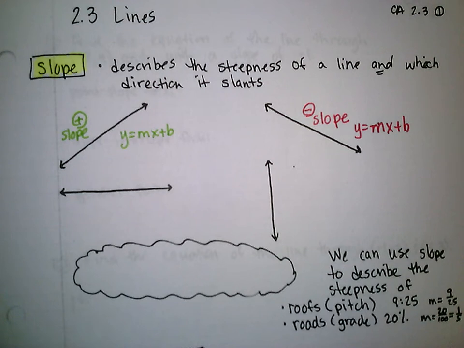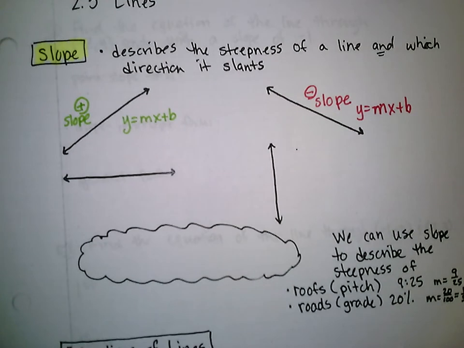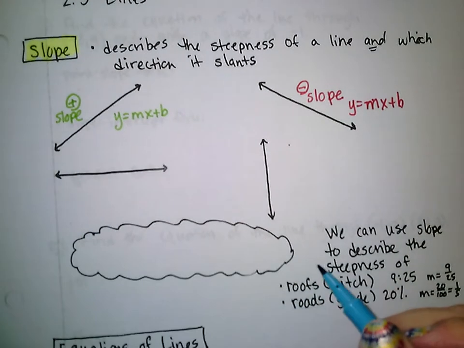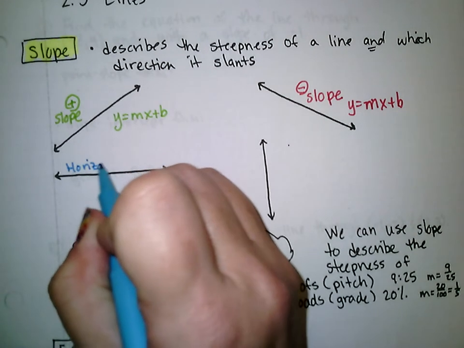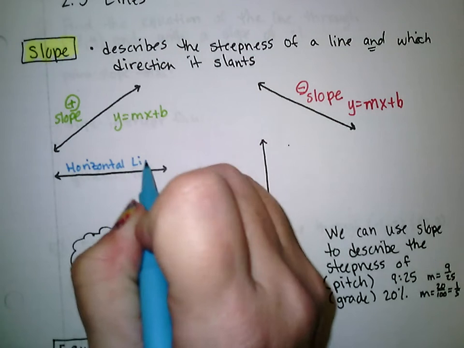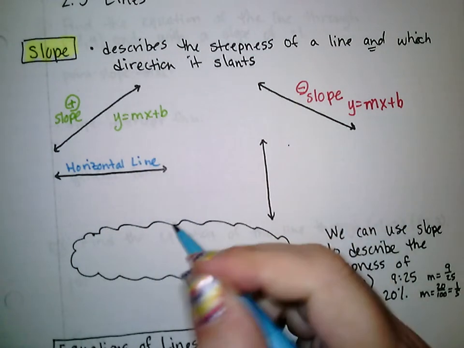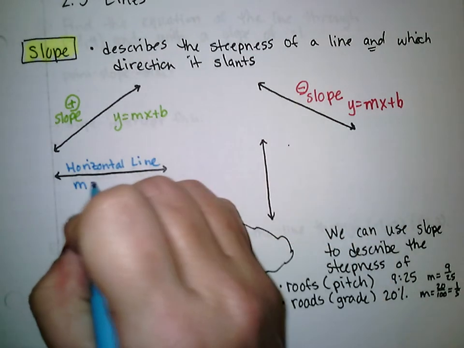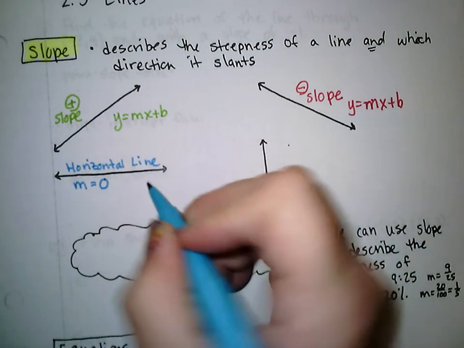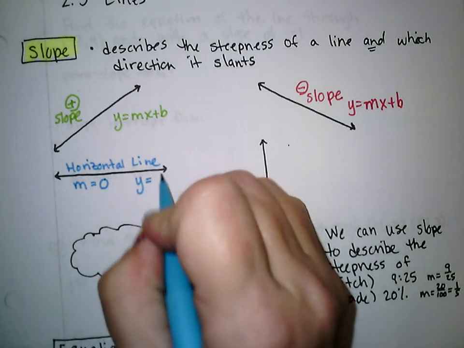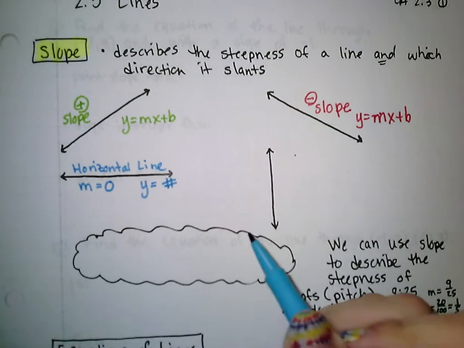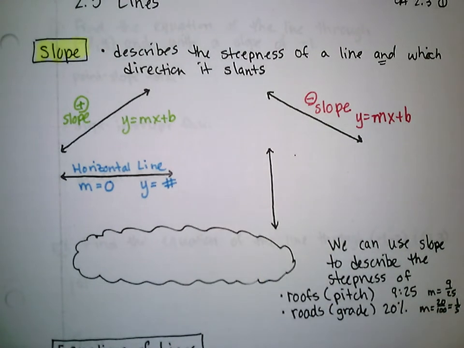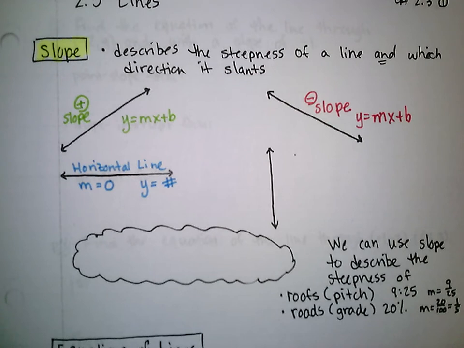Then we have two other special types of lines that I want to talk about here. This one is a horizontal line. And horizontal lines have a slope of 0. And their equations look like y equals a number. Whatever number they have as a y-intercept, that's the equation of a horizontal line.